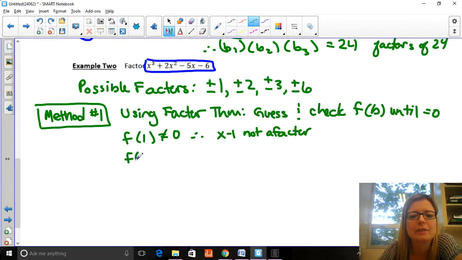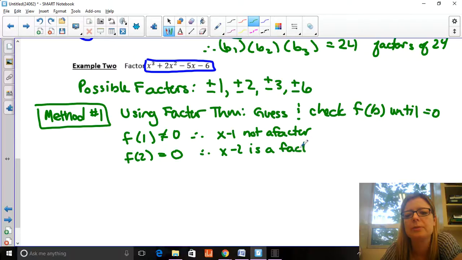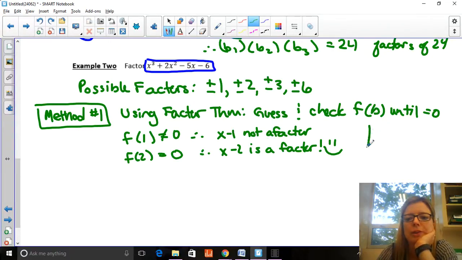So let's put f at 2 in. If I put f at 2, I get 8 plus 2 times 4, plus 8, which is 16, minus 10, minus 6. So that equals 0. So that means x minus 2 is a factor. Okay, so that means I want to go through and do my synthetic division with 2 here to see what my answers are.